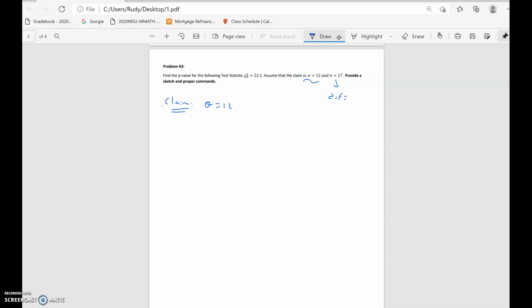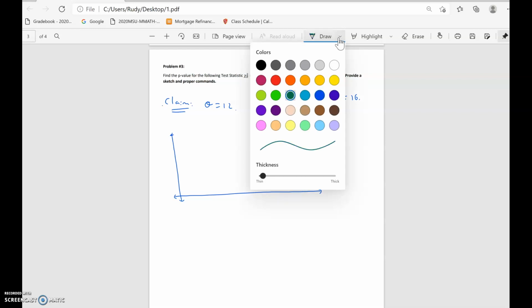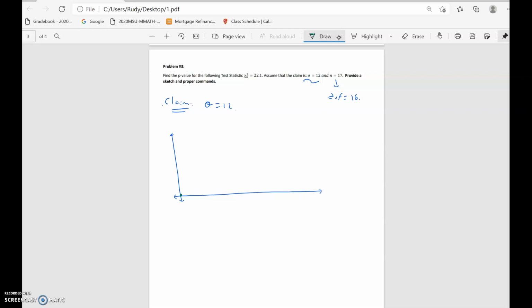Our degrees of freedom are going to be technically 16. It's only given one test statistic, but the actual region for the population has two critical values. So let me actually put this one here. Your test statistic is the one on the right, and it's going to be 22.1.